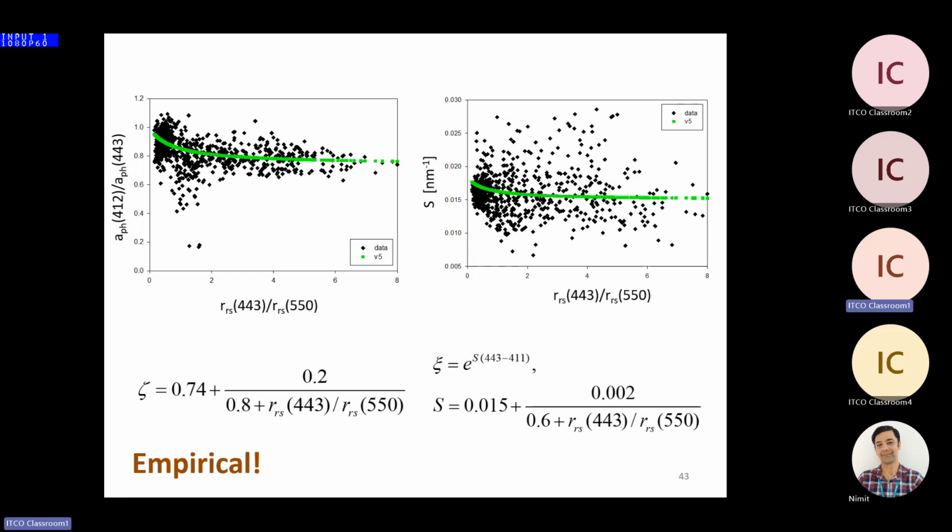So that's why this is quasi-analytic. It's not truly analytical because there are a bunch of parameters. It's just impossible to get fully analytical. We have to assume something to get something. So that's the closest thing to an analytical algorithm.